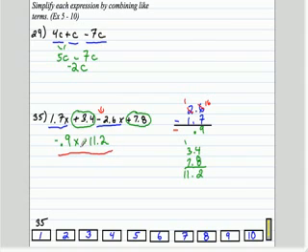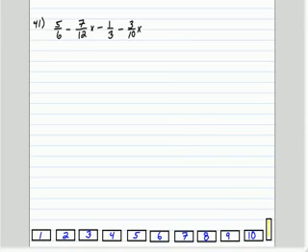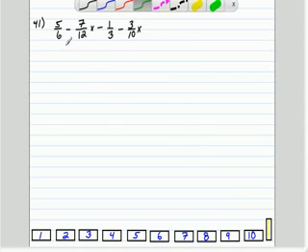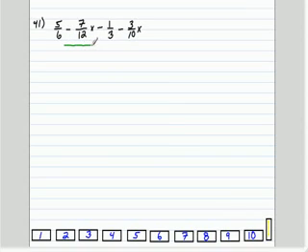Negative 0.9x plus 11.2. And what about fractions? Can we have fractions as coefficients? We sure can, and we're going to do that quite often. So take a look at your grouping. We really have a negative 7/12x and a negative 3/10x.